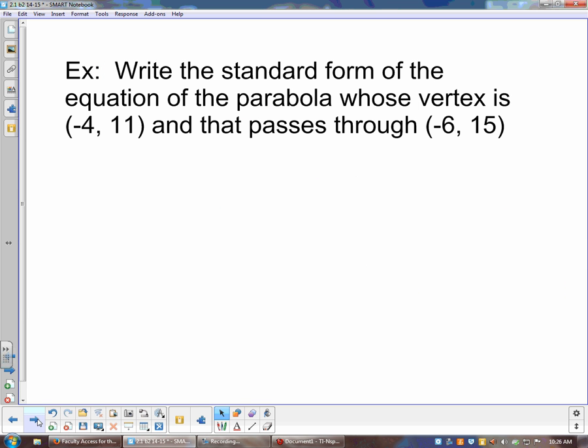Is this problem on your gift? Okay, so let's do this one. Write the standard form of the equation of the parabola whose vertex is negative 4, 11, and that passes through negative 6, 15. So again, I would remind you of standard form.